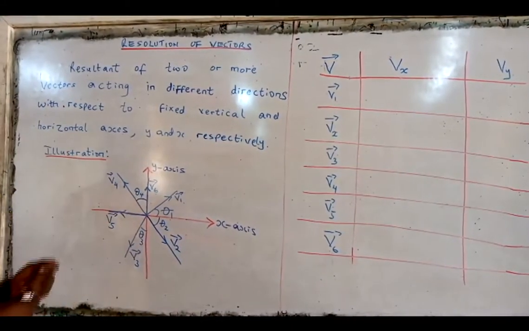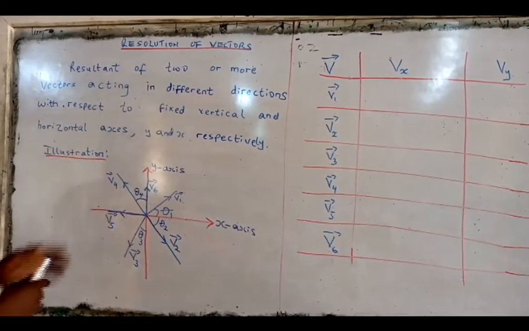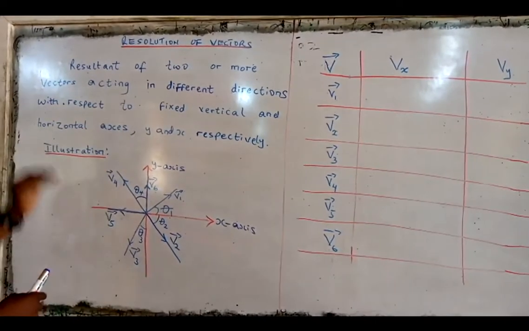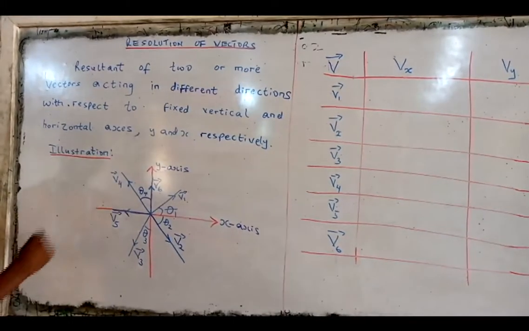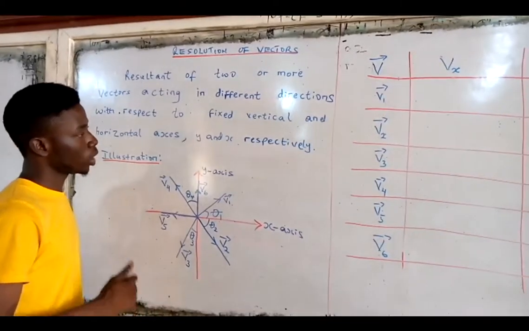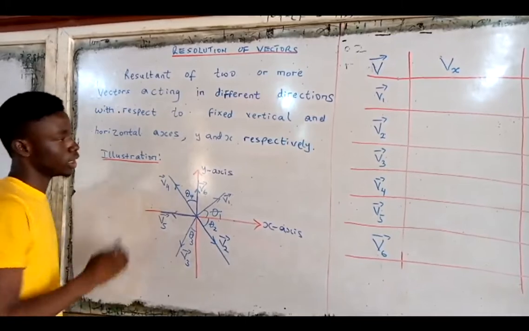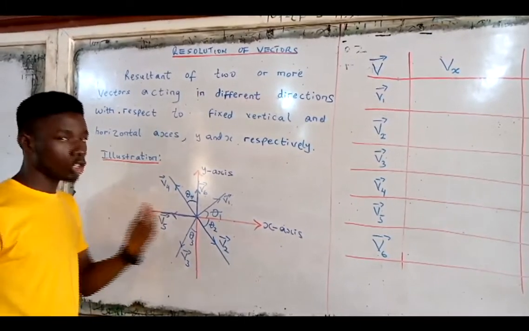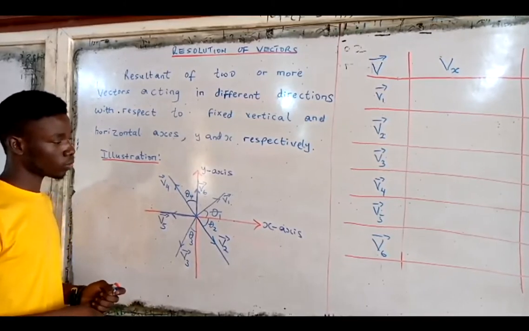Now, the case whereby we have two or more vectors acting in different directions with respect to fixed vertical and horizontal axes, y and x respectively. If we have vectors acting in this form, just as illustrated in this figure, how do we resolve them? How do we find their resultant vector?